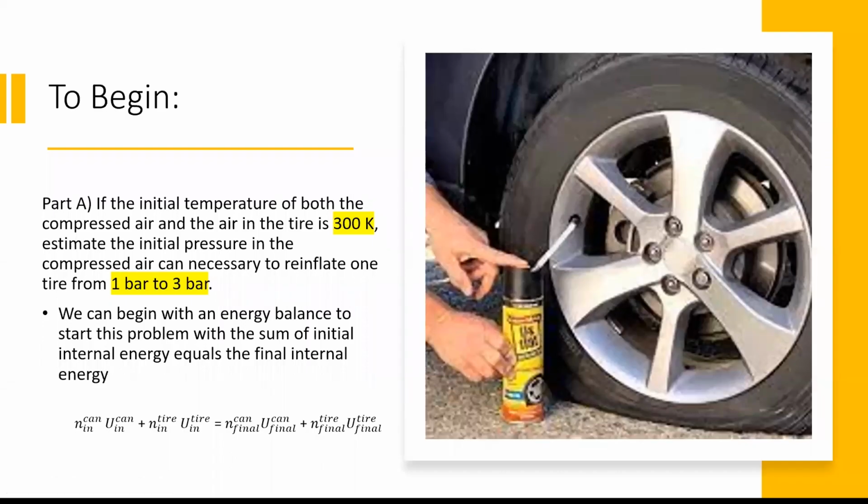All right, to begin, in part A, if the initial temperature of both the compressed air and the air in the tire is 300 Kelvin, estimate the initial pressure in the compressed air can necessary to reinflate one tire from 1 bar to 3 bar. We can begin by creating an energy balance with a sum of the internal energies equaling the final internal energies. The reason we do this is because our system is the can and the tire, meaning that the enthalpy leaving the can is the same as the enthalpy entering the tire. Therefore, we can set the enthalpies, N times the internal energy, equal to each other.